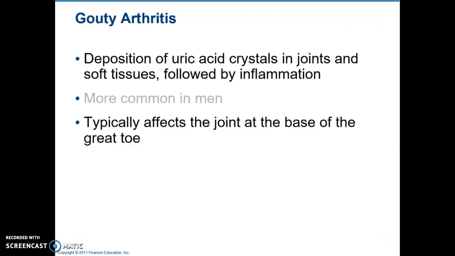Then you have gouty arthritis, or gout. And this is what happens when you get the deposition of uric acid crystals in your joints. And one can imagine if you have crystals in your joints, that is going to affect how they work. It is going to cause pain and inflammation. And for reasons I do not understand, is most likely to affect the joint at the base of your big toe.